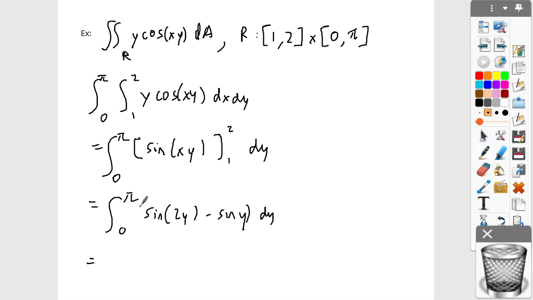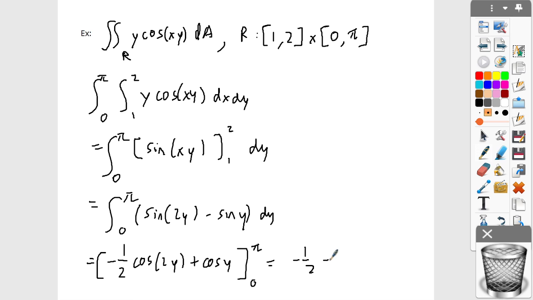Now we can integrate this easily. I hope if you guys remember your integration, then it will be very easy. If you guys don't, then it won't be so easy. Negative 1/2 cosine 2y plus cosine of y, evaluated from 0 to pi, which is equal to: cosine of 2 pi is what? Cosine of 2 pi is 1, so it's just negative 1/2, plus cosine of pi is negative 1, minus the value at 0: cosine of 0 is 1, so negative 1/2, and then cosine of 0 is 1. So you will get negative 2.